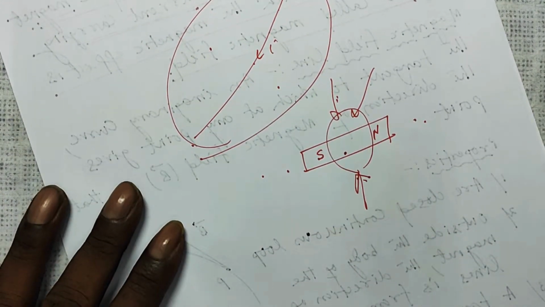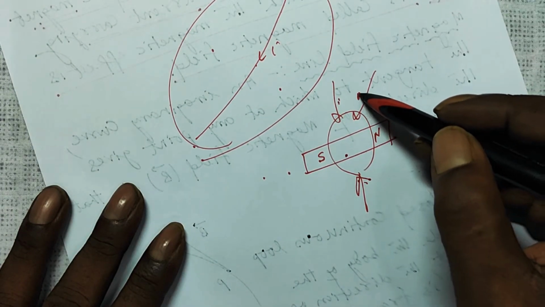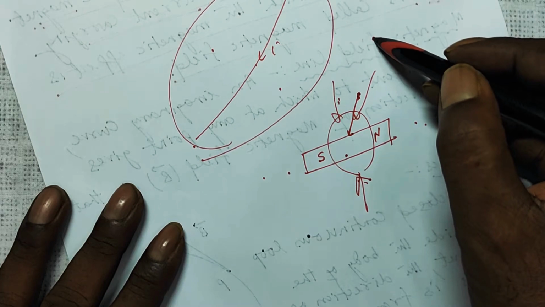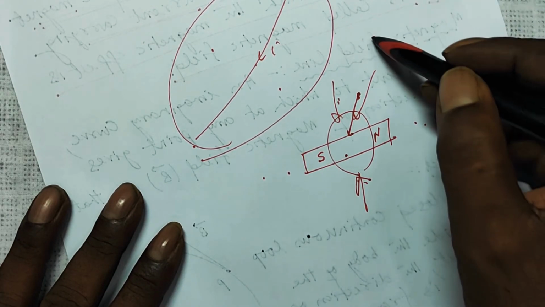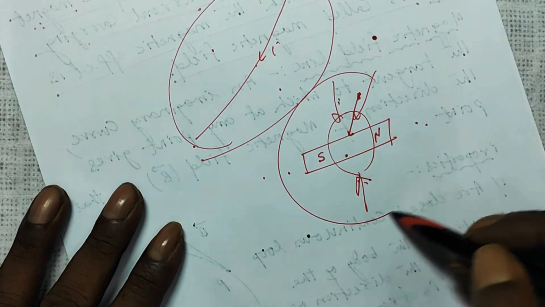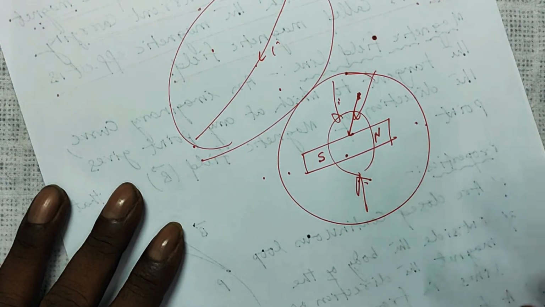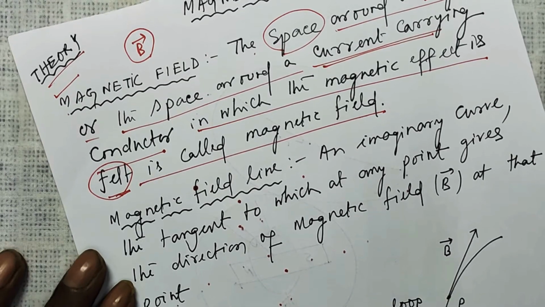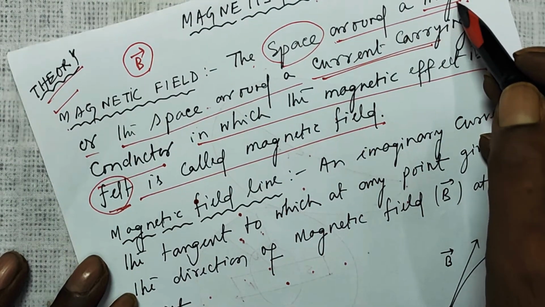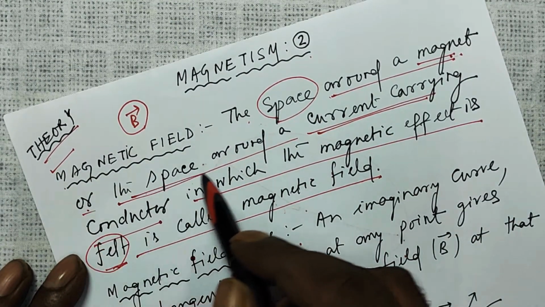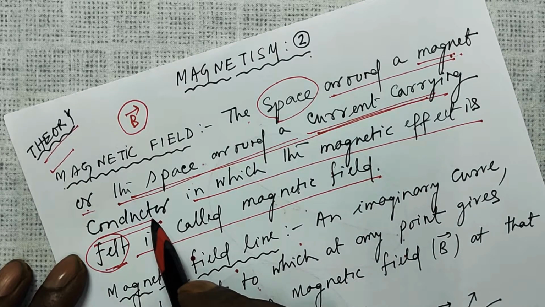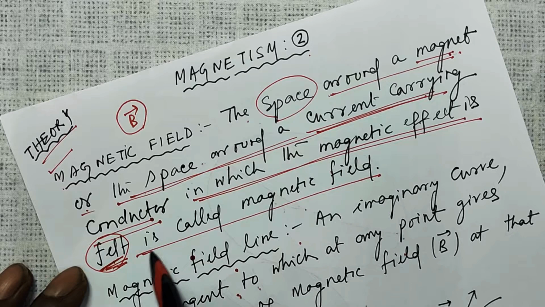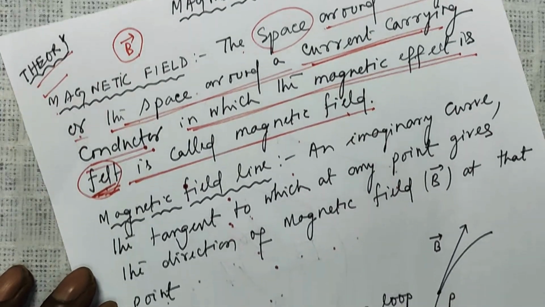Here, suppose you keep a piece of iron, it is attracted. But if you keep it here, suppose it is not attracted. Therefore, this is not within its magnetic field. It is outside its magnetic field. So the space around a magnet or around a current carrying conductor in which the magnetic effect is felt is called its magnetic field.